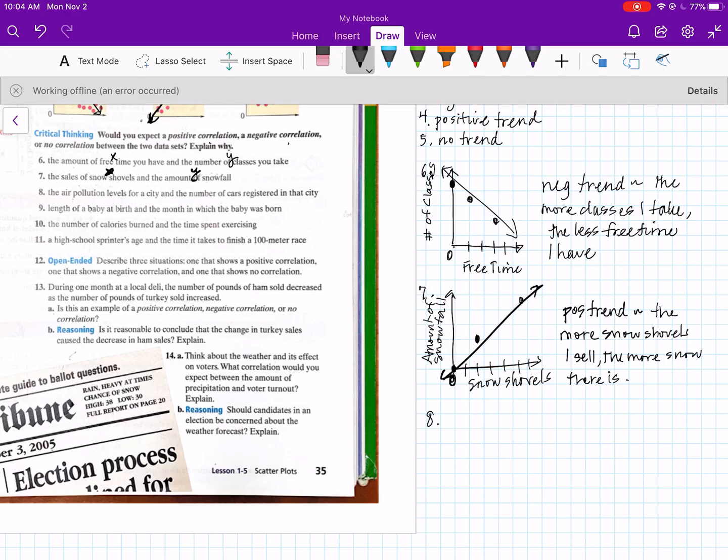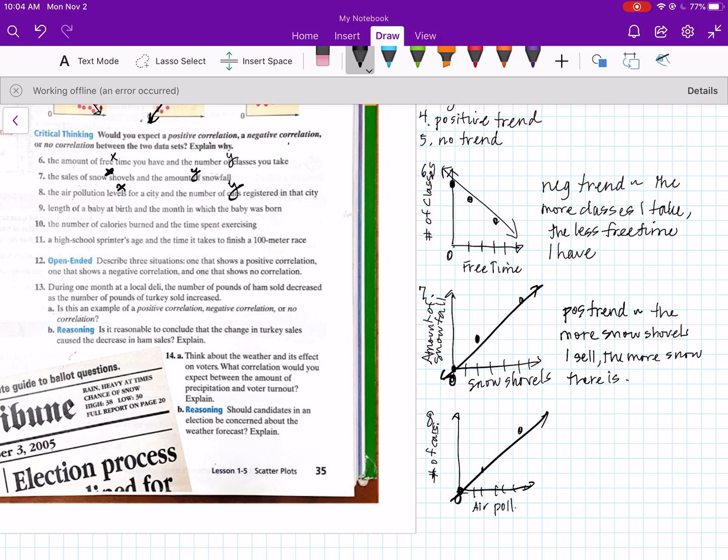Here we go. Number 8. It says the air pollution levels for a city, that's our X, and the number of cars registered in that city, that's my Y. So we have air pollution, let me just abbreviate, and then number of cars. All right, so here's 0. I don't have very much air pollution. If there's not very much air pollution in a city, there's probably not a ton of cars, because we know cars contribute to air pollution. What if I have a little bit of air pollution? I probably have some cars. If I have a lot of air pollution, I have a lot of cars.